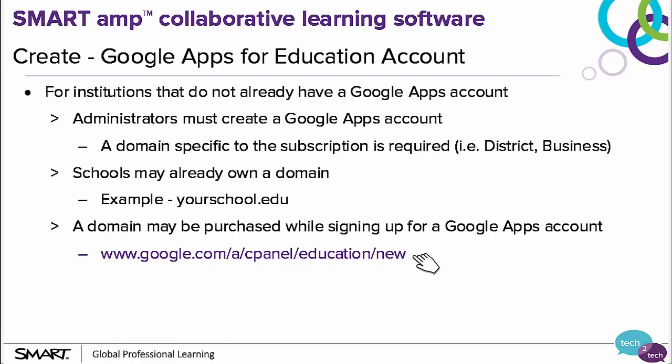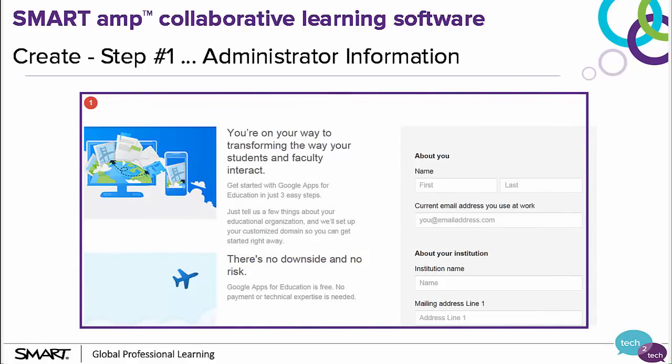Please navigate to the following URL on this page to begin the process of creating Google Apps for Education accounts. Once you have navigated to the URL listed on the previous page, a quick three-step process to create the Google Apps for Education account is provided. To get started with step number 1 of the process, the form requests information about you, the administrator of the account, and requests some other basic information about your institution.